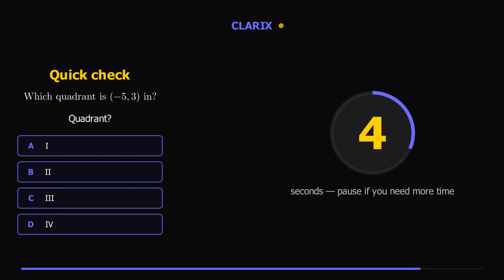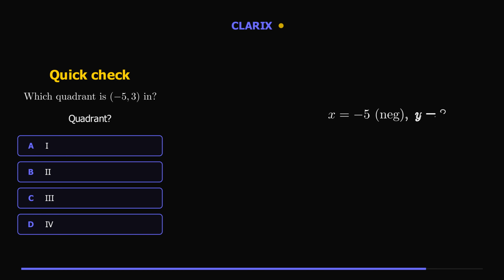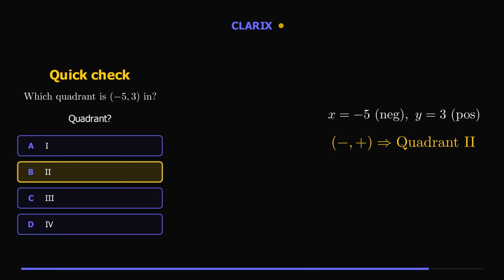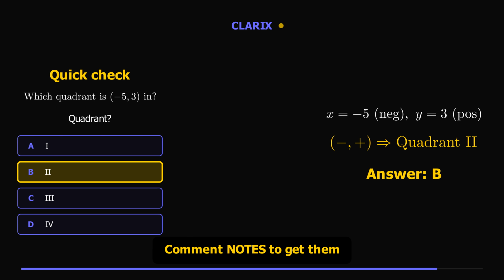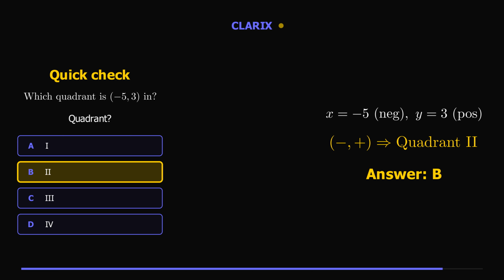Point (-5, 3) has a negative x and a positive y. Negative x, positive y is exactly the quadrant 2 pattern. So the answer is quadrant 2, option B.